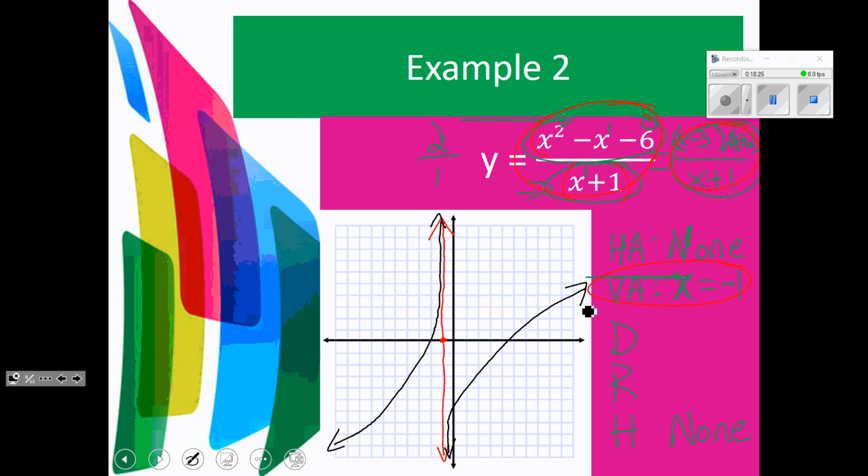Okay, so let's talk about domain. Domain are your x's, and they run right to left.